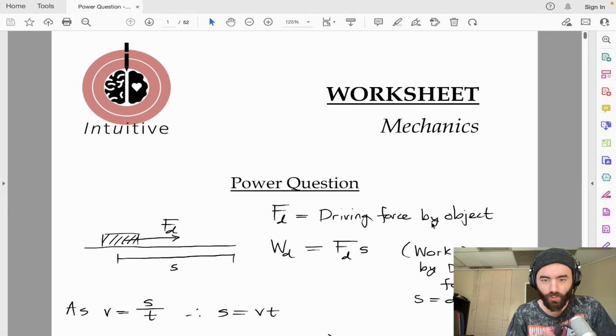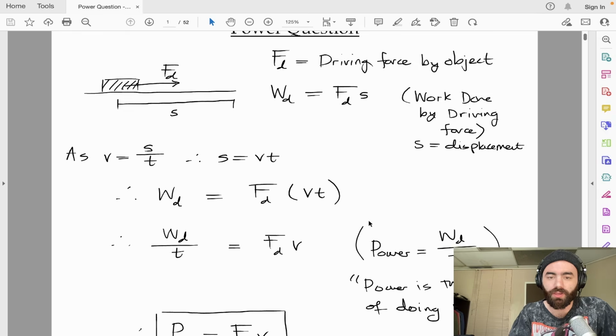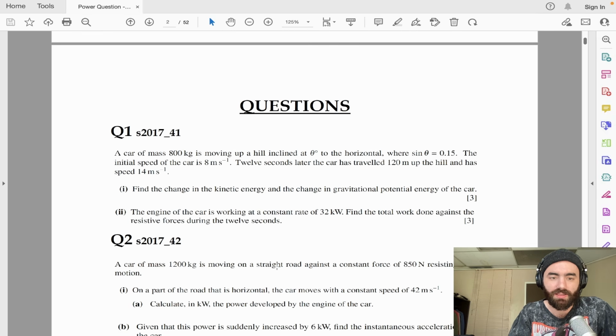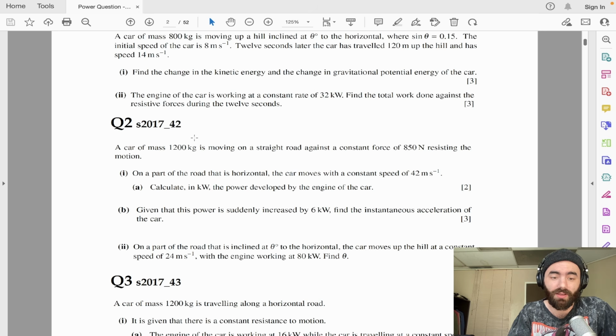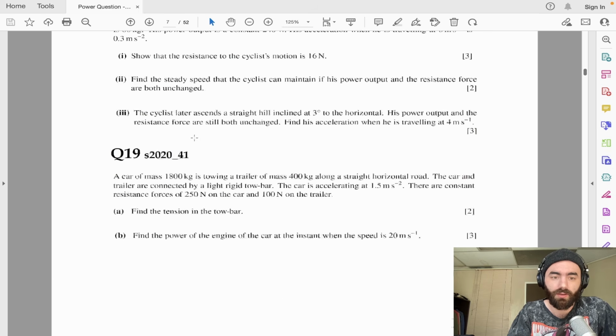Okay, the power question. Every year they ask a question on power. And you really don't need much more theory here other than the power equation, which I'll go through in a second. But they ask this every single year. Every single year. I've gone back to 2017 and it's asked every single year. And you have every single one of the times they have asked it on power here in this worksheet.